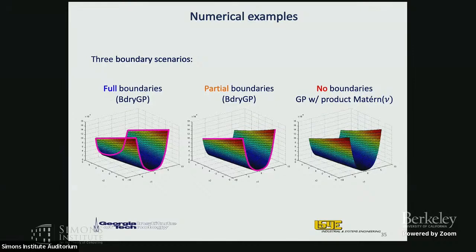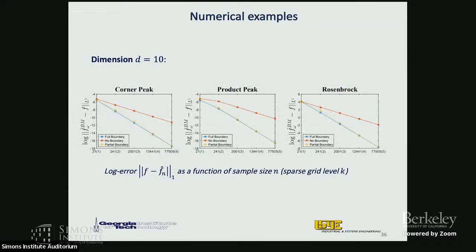Okay, so on the left is a full boundary, and this partial boundary you can see on our side, this side, not the other side. And there's no boundary. We want to see with or without boundary how much we gain. So you can see that no boundary is the red curve, not as good in terms of the log rate of the error approximation. And this is only 10 dimensions. So the partial boundary and the full boundary do about the same.